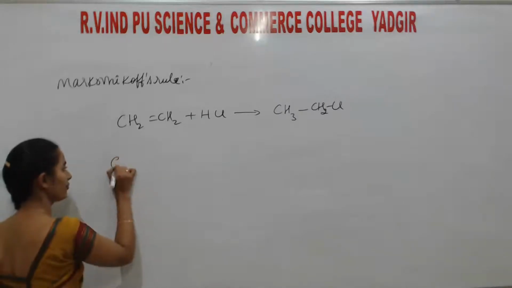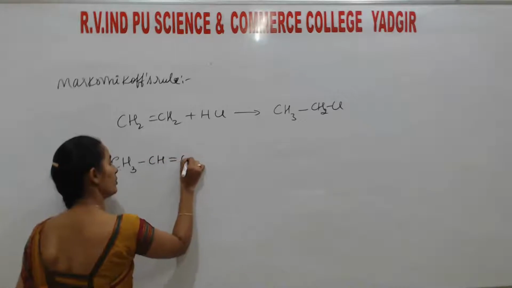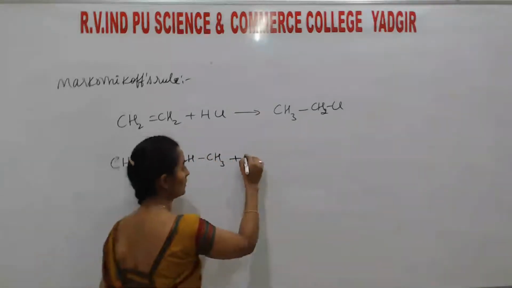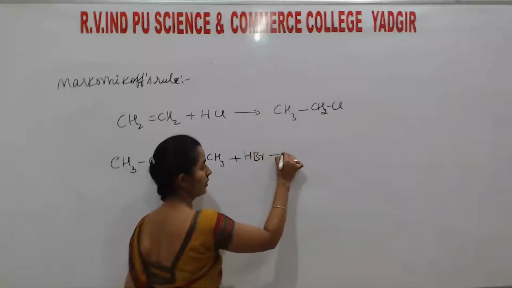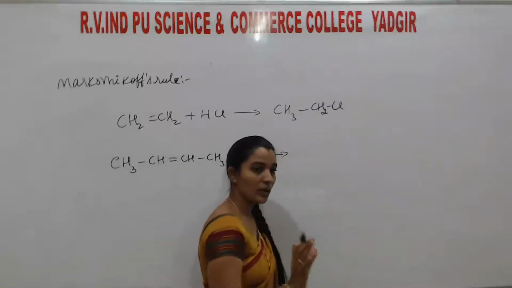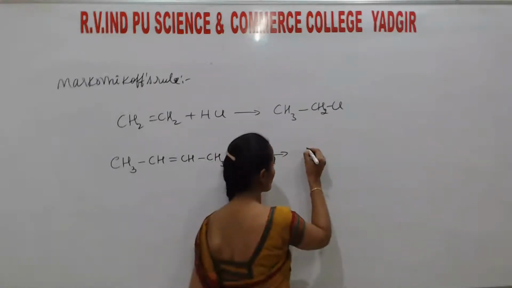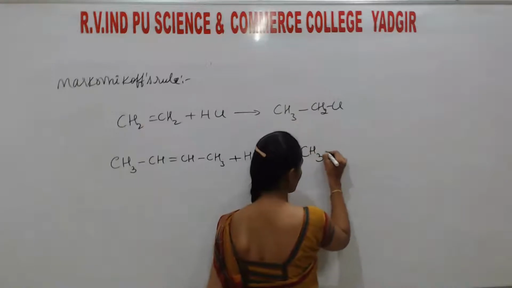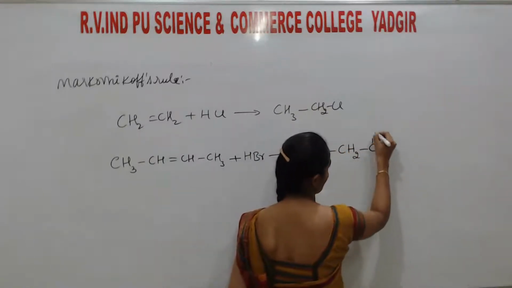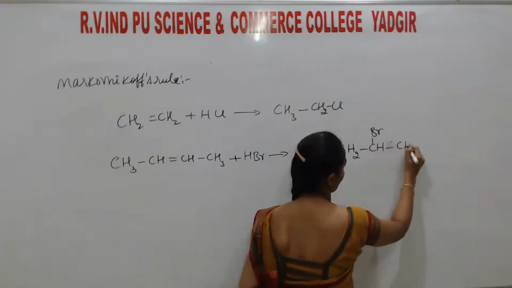Correct? If CH3, CH double bond CH, CH3 is there, then what is the product here if HBr is added? Addition means on either side of the double bond addition takes place. So what must be the product here? CH3, CH2, CH, Br, CH.